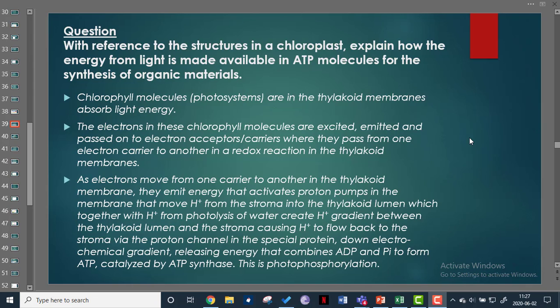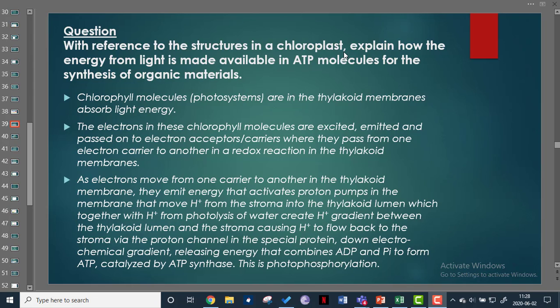When you look at how they are used in those redox reactions and how the hydrogen ions move from the lumen to the stroma, and how they move through the special protein, and how they generate that energy in the form of ATP as they move from the lumen to the stroma. Now, a question like this, you are meant to be very keen on the points that they are referring to. Like here, they are referring to the structures in a chloroplast. Then they are going ahead and talking about how the energy is made available in form of ATP molecules for the synthesis of organic materials.